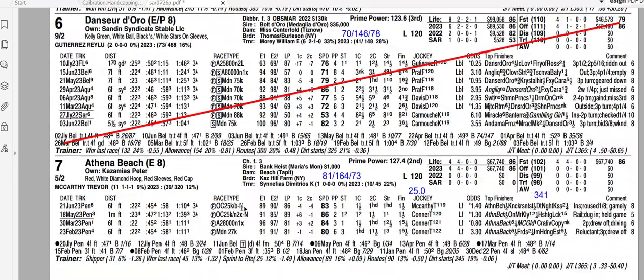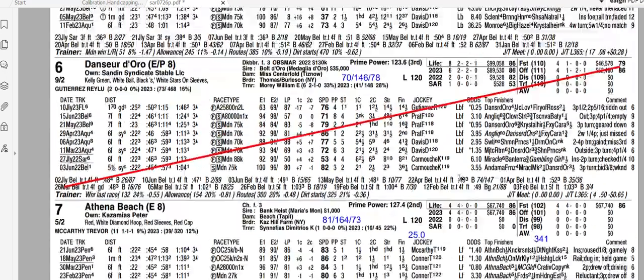But let's take a look. Here's another one, 5 to 2 morning line, coming off a sprint. And when that happens, I have to do manipulations to the numbers. I'm not going to get into what those manipulations are.